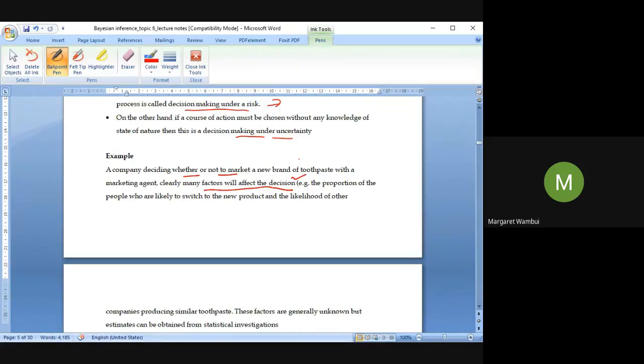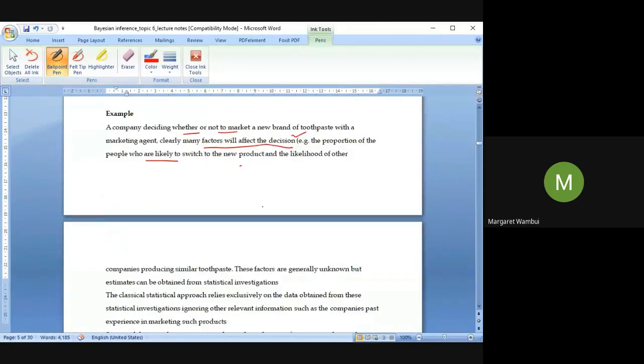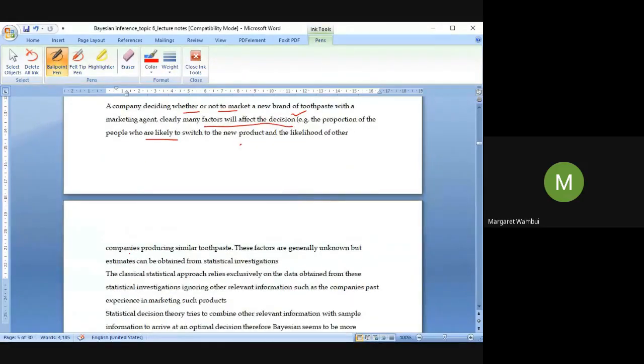One of them is you'd think of how many people would want to have this new brand of toothpaste. What is the likelihood of other companies also maybe coming up with a similar brand of toothpaste? So there are very many factors that affect. So we are saying the examples of the factors are the proportion of people who are likely to switch to the new product and the likelihood of other companies producing similar products, that is similar to the paste. Those factors are generally unknown, but estimates can be obtained from the statistical investigations.